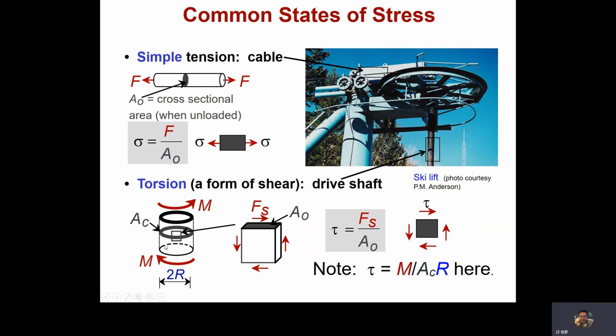Some components must withstand some specific force or stress applied. For example, a cable for a ski lift. When you see a cable component in a machine, you must realize that this cable must withstand simple tension, not compression, not shear, only tension.